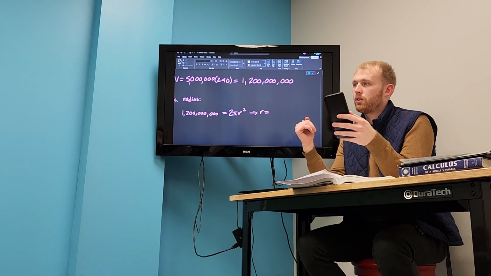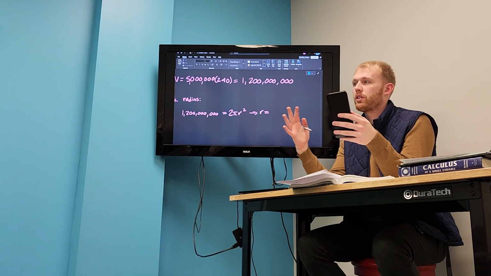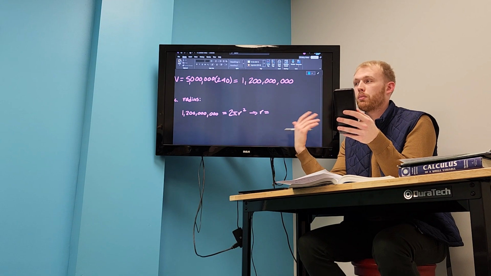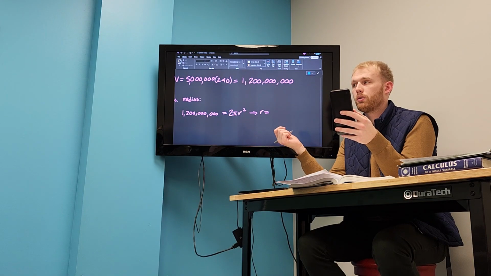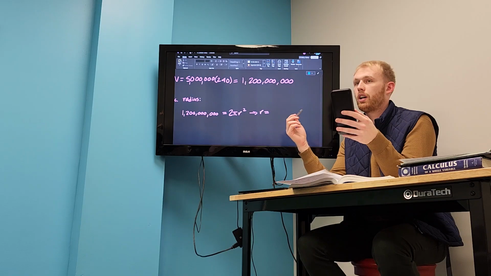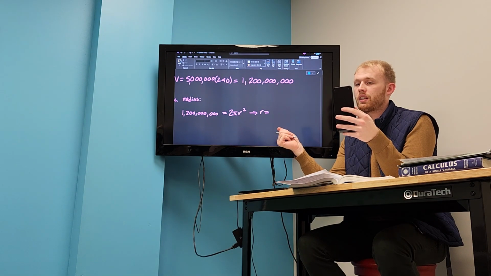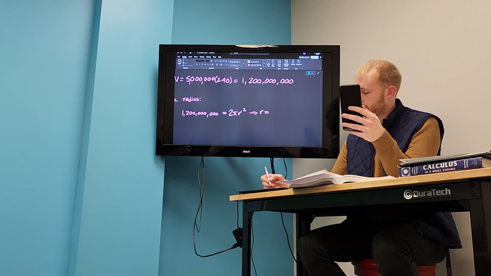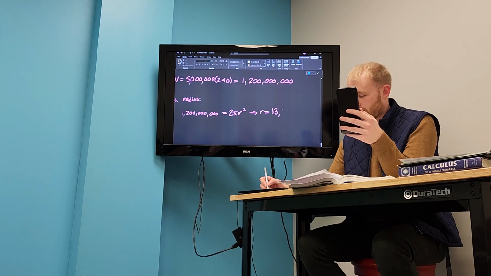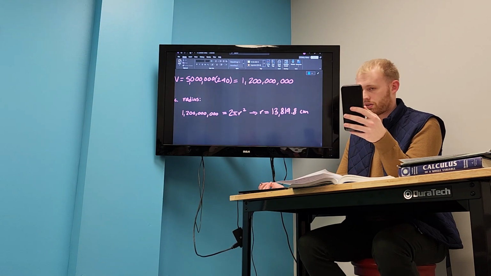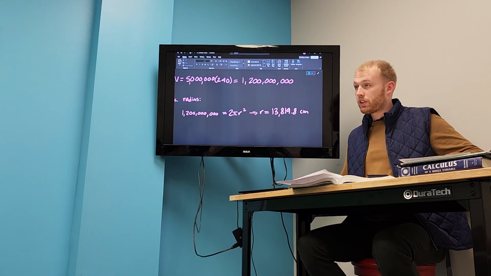Here's the thing. If you don't put parentheses around your 2 pi, it's going to divide by 2 and then multiply by pi. So divide by 2, then divide by pi, or put parentheses around your 2 pi, and you should get like 19 million or something like that. And then square root that. Okay, we got it. So we get 13,819 centimeters. Okay, let's finish it.